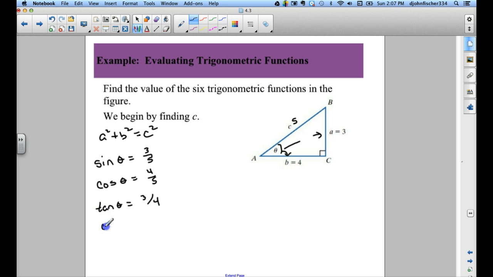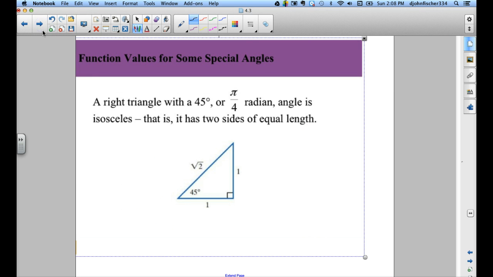Now, the other 3 functions are just reciprocals, so cotangent of theta is 4 over 3. Secant is the reciprocal of cosine, which is 5 over 4. And cosecant is the reciprocal of sine, which is 5 over 3. So we can get our values very easily by using this rule.